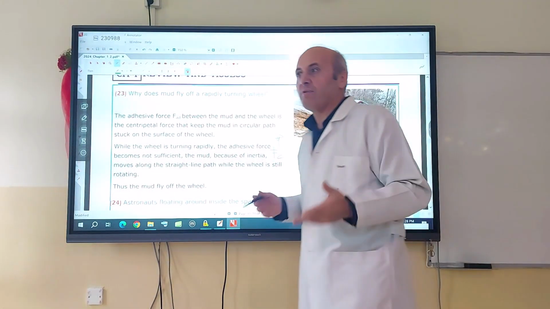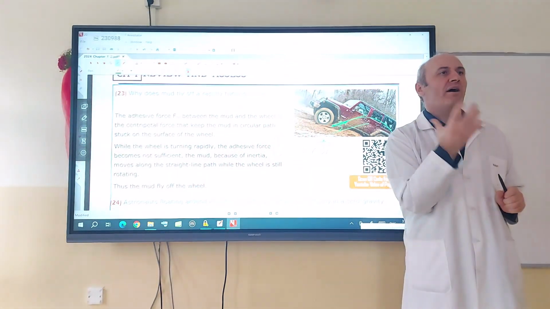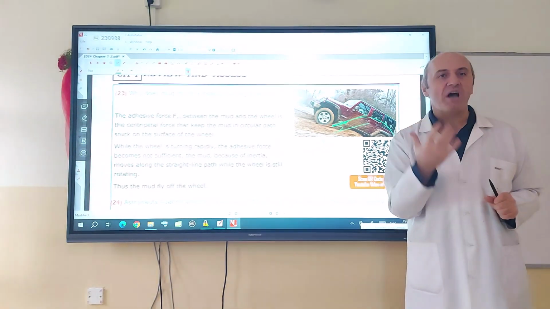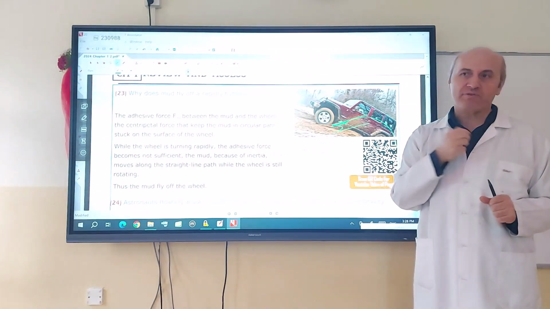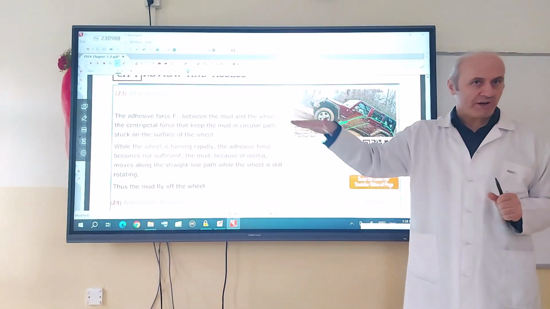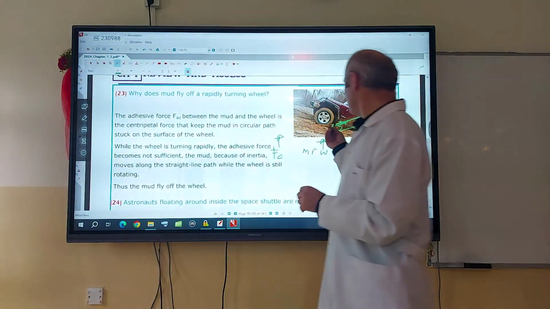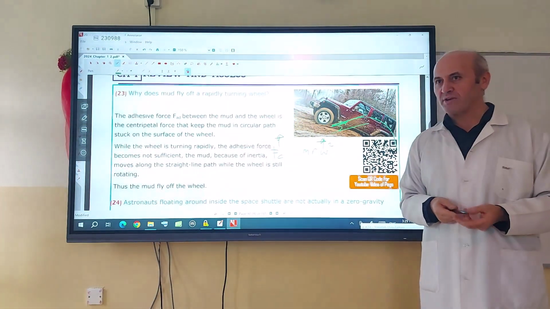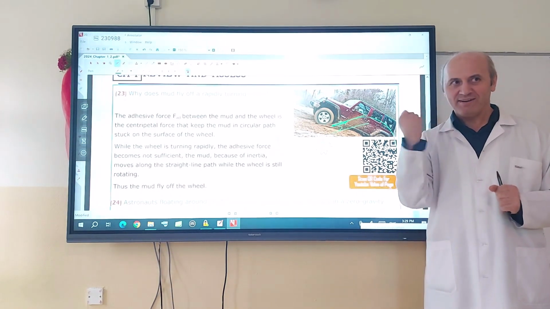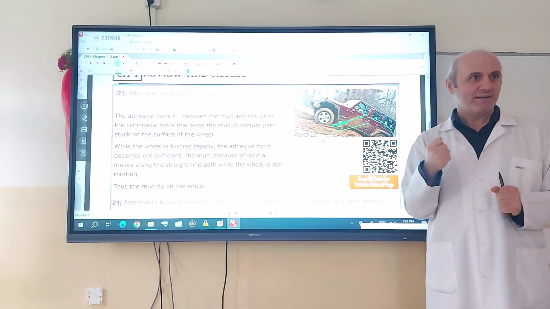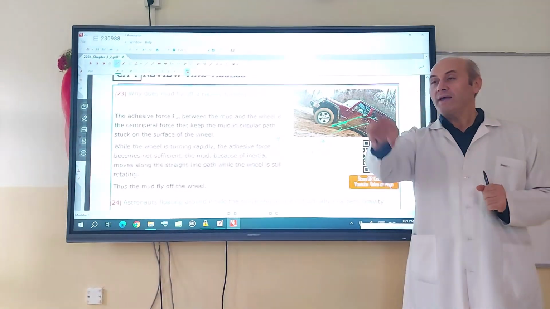So then what's the answer? The adhesive force between the mud and the tire is not big enough to keep the mud in a circular path. That's why the mud particles are following a straight line path and leaving the rapidly turning wheel. This can be a method for cleaning an object. If you rotate an object faster and faster, you can clean it. Drying is also this way.